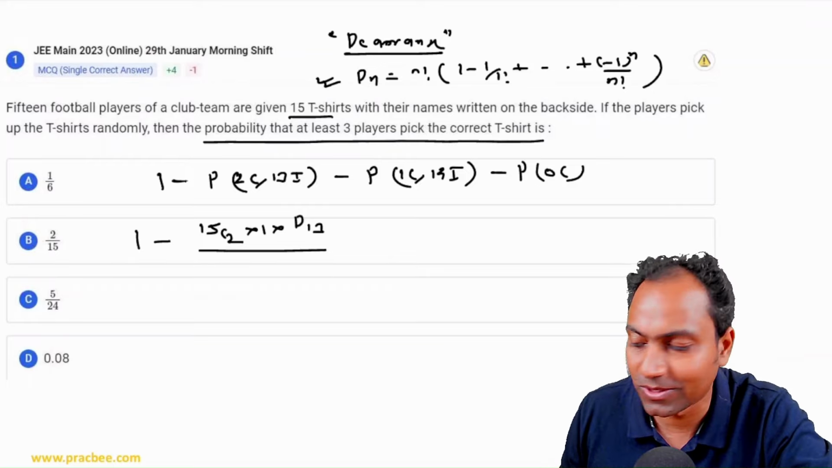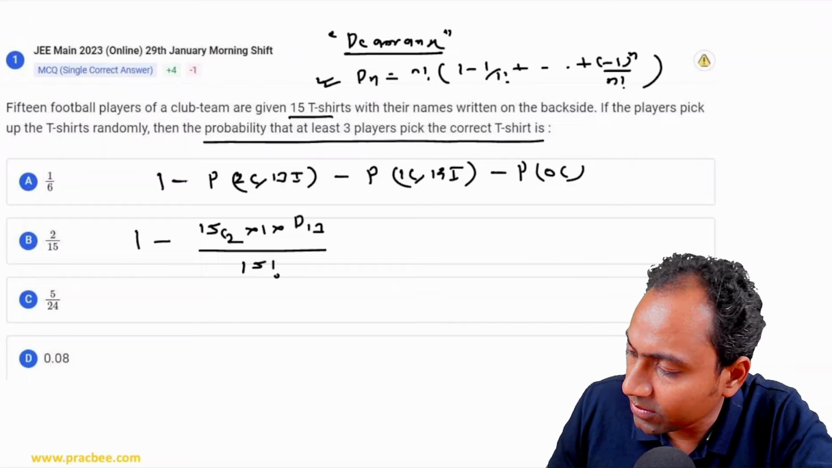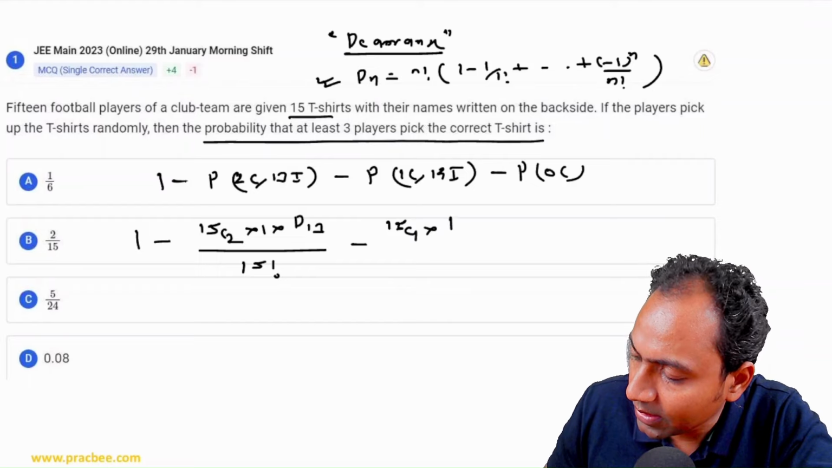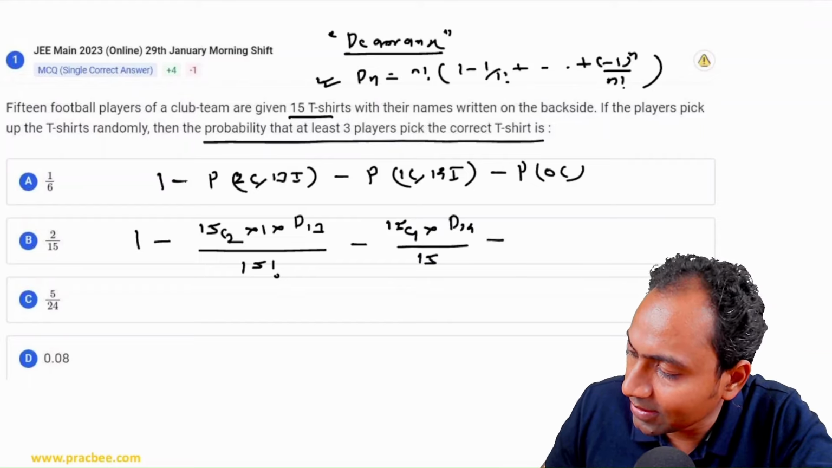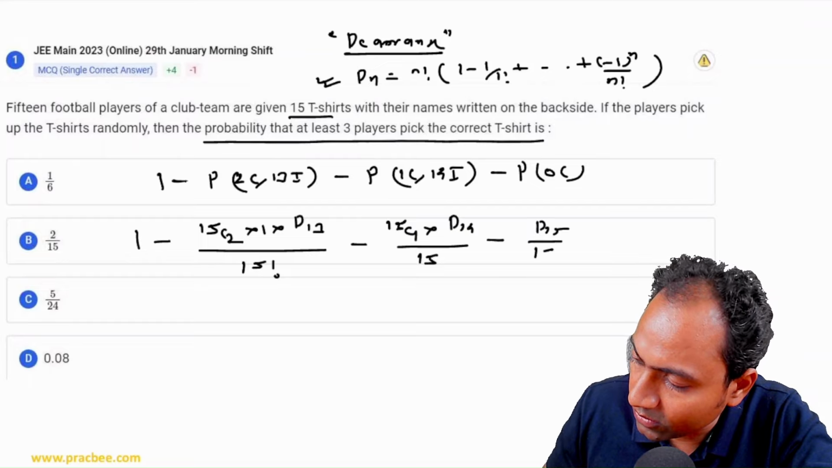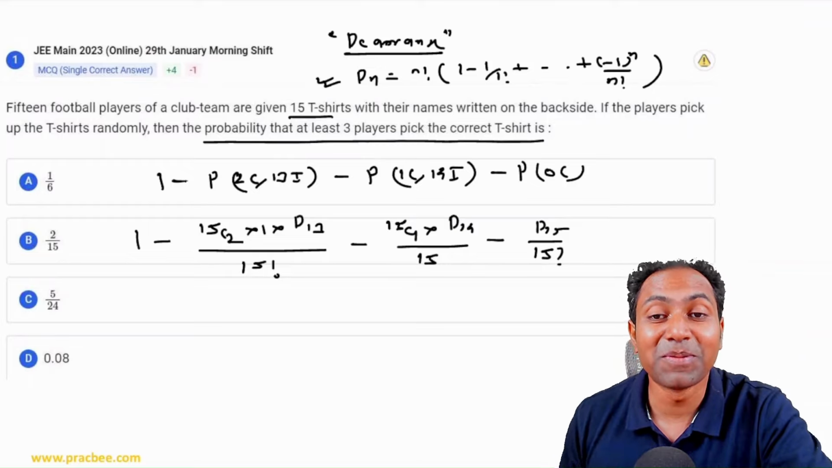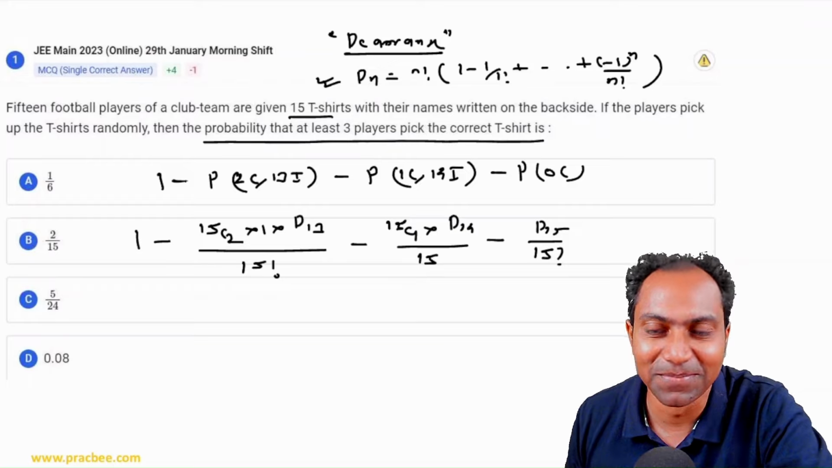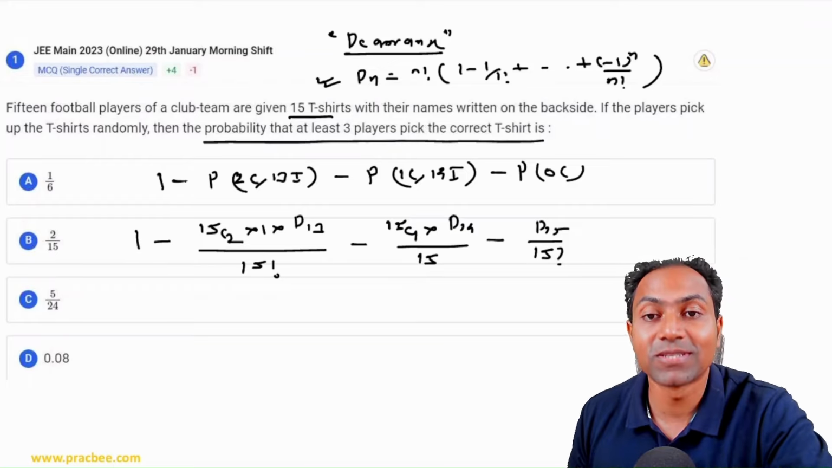This is what we are using, and the total number of cases is nothing but 15 factorial minus 15C1 into D14 by 15 factorial, and then D15 by 15 factorial. Now this is simple to do, anybody can do this, but the problem is how will you calculate this and come to the answer, because even if I find D13, this is a huge number. And here comes an approximation that you can use in this question, which is the tricky part of this question.